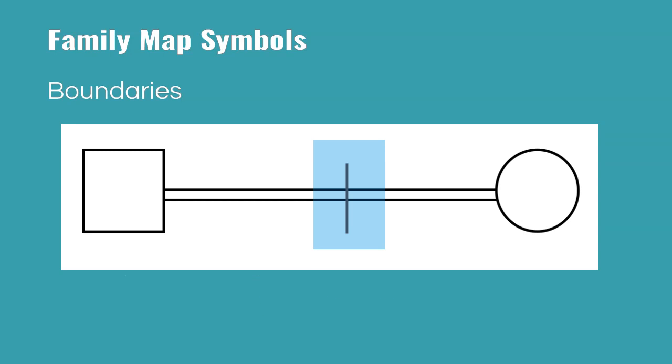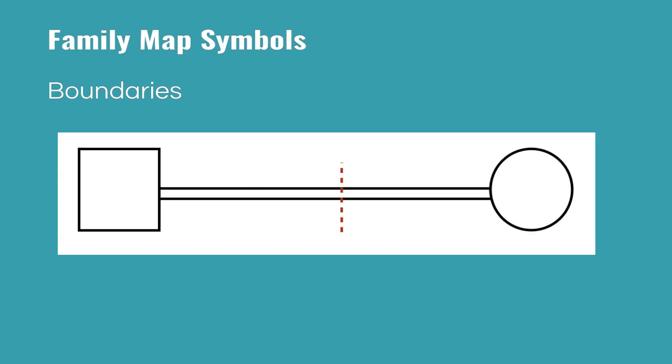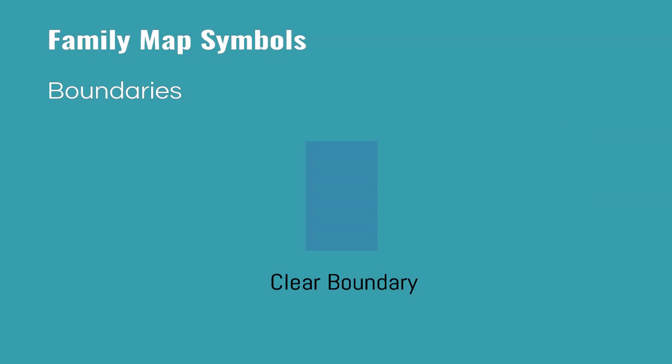A solid line symbolizes a rigid boundary, where rules are clear but non-negotiable. An example of this is an army general father who imposes that his children should be at home at exactly 6 o'clock in the evening, no excuses allowed and accepted. A broken line means a clear boundary, where there are clear rules but they are negotiable. If the same army general allows his children to go home late for valid reasons, then the boundary becomes clear.